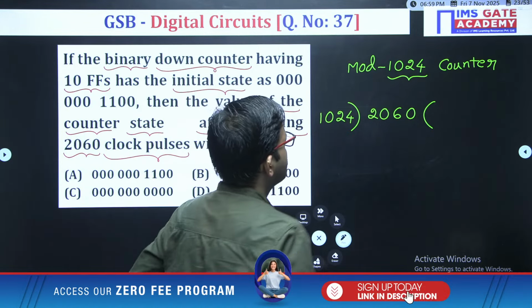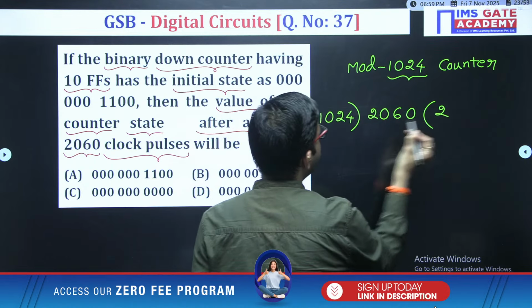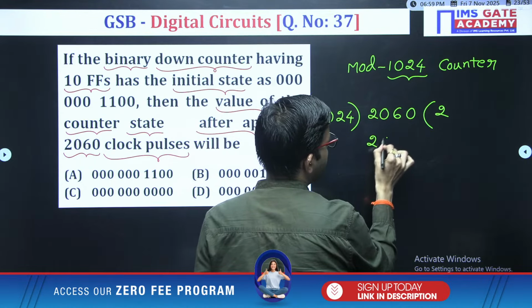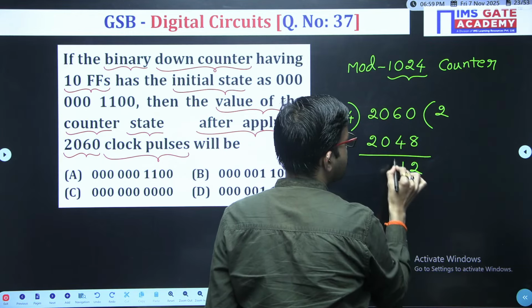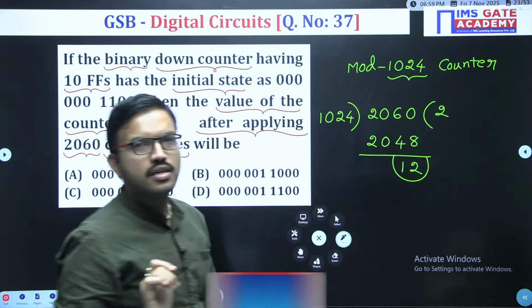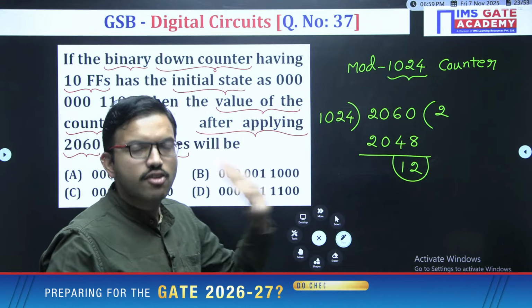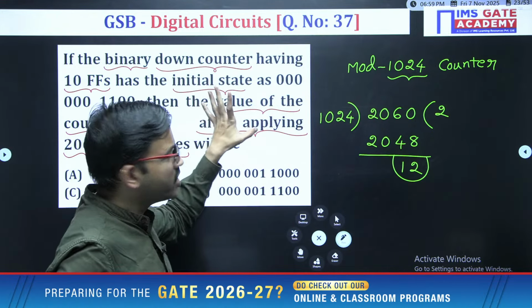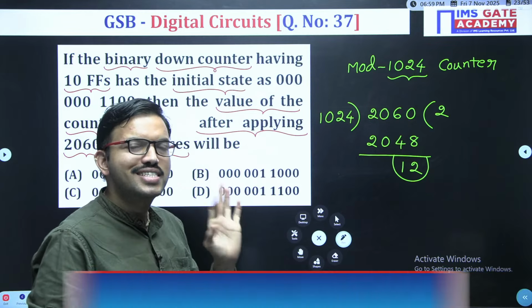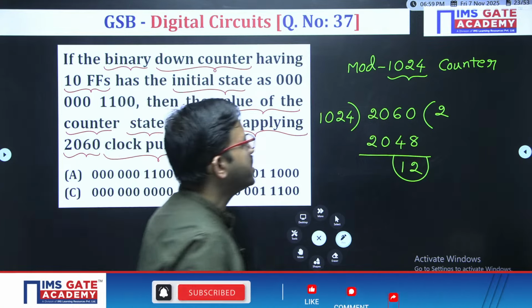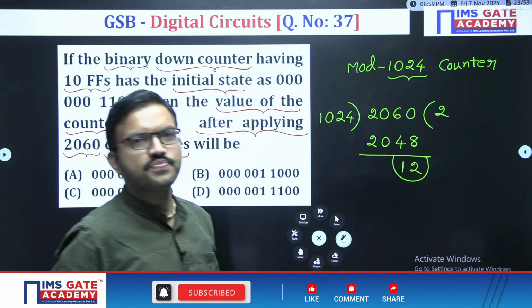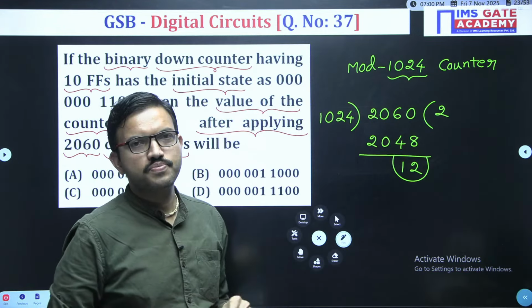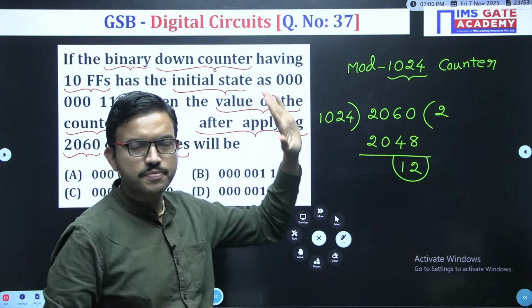Very good. So here in this case, 2 into 1024 is nothing but 2048, so you're getting the remainder as 12. Very simple. After applying 2060 clock pulses, whatever state you get with the help of the given circuit, exactly the same state you are going to get after applying just 12 clock pulses. That is the reason we are performing modular division. Forget about this big value.